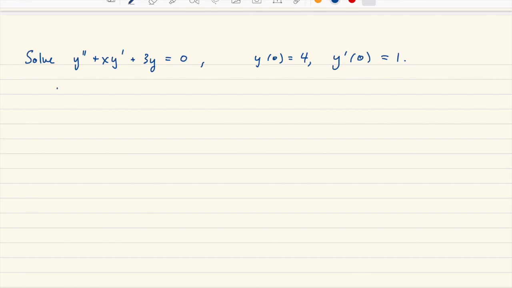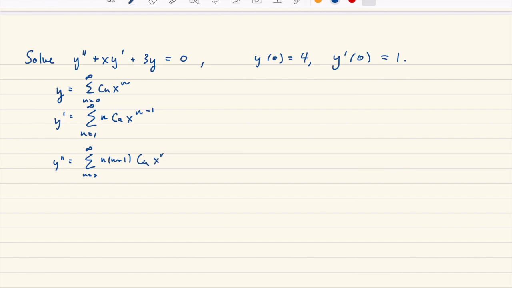So we're going to assume that y has a power series centered at 0. So y is the sum from 0 to infinity, c sub n x to the n, and then y prime and y double prime are going to be the usual formulas. So y prime is going to be n, c sub n, x to the n minus 1. Y double prime will be the sum starting at 2 of n times n minus 1, c sub n, x to the n minus 2.